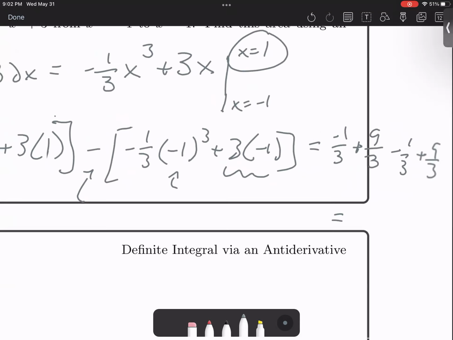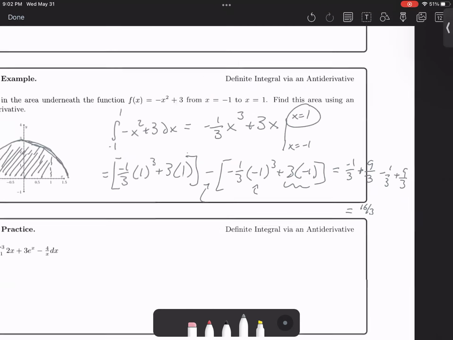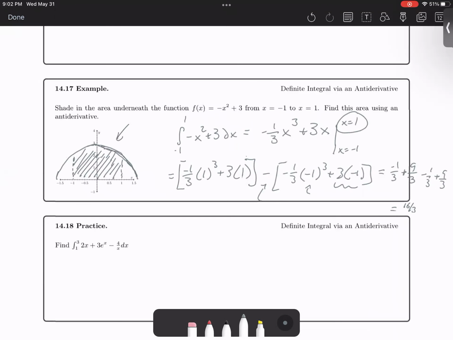Okay. So I have a -1 and a +9. That gives me an 8. I have another -1. That gives me a 7. And then a +9. That gives me a 16. So I get 16/3. So the area of that gray shaded region is 16/3.